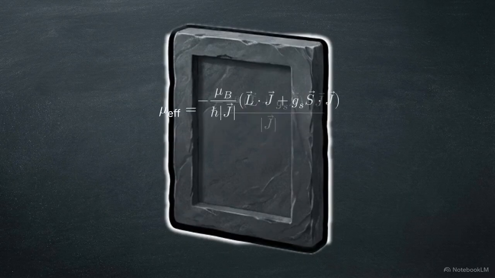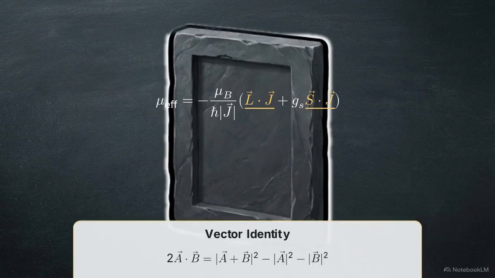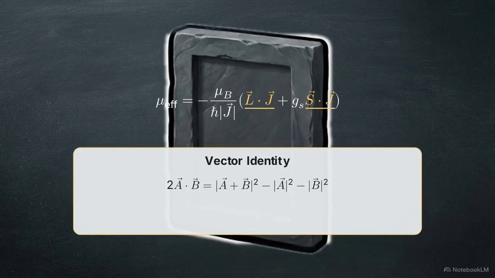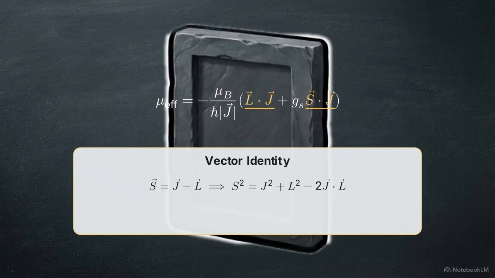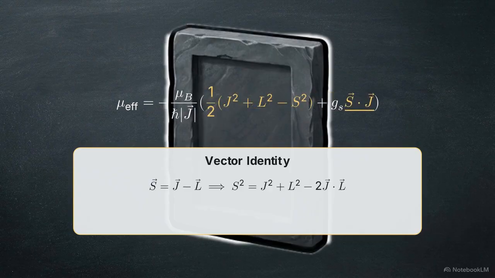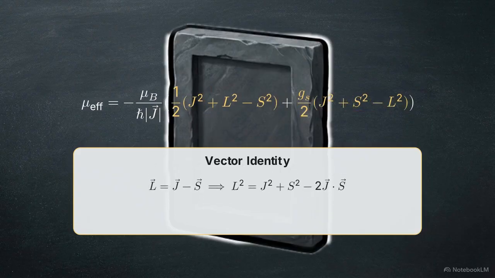Expanding the numerator requires us to evaluate two specific dot products, L·J and S·J. Since we do not know the specific angles between these vectors, we employ a standard vector magnitude identity to evaluate the dot products. Applying the identity to L·J allows us to rewrite it in terms of the squared magnitudes of J, L, and S. We execute the parallel expansion for S·J.